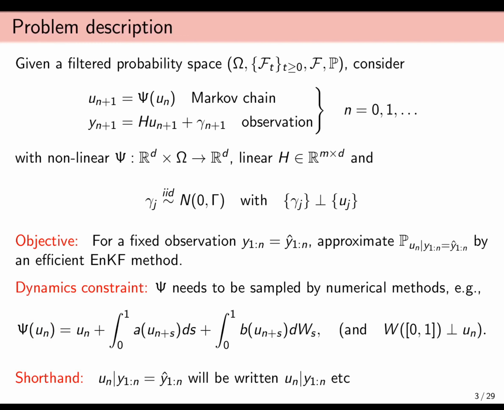Let me also say that I'm not going to use this notation, u conditional on y equals y hat. I will just write it in this way, in order to save some space. So this would be the assumed fixed observation.